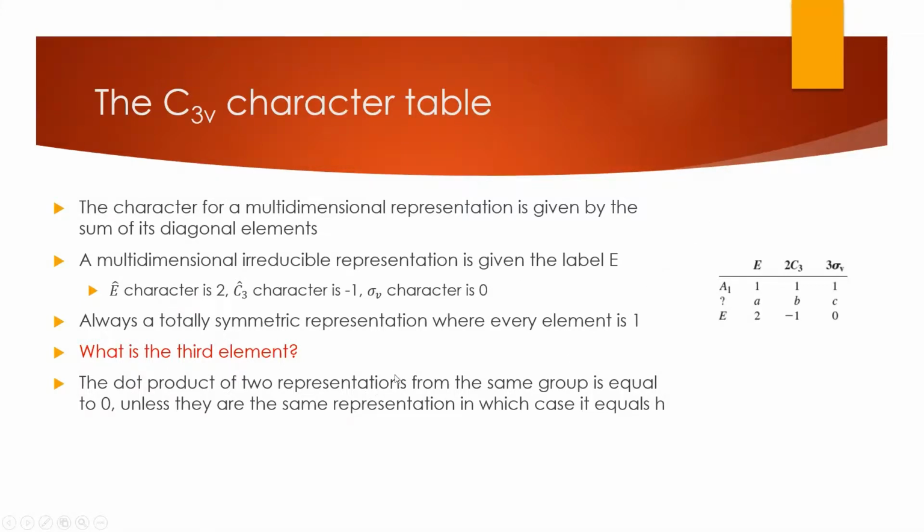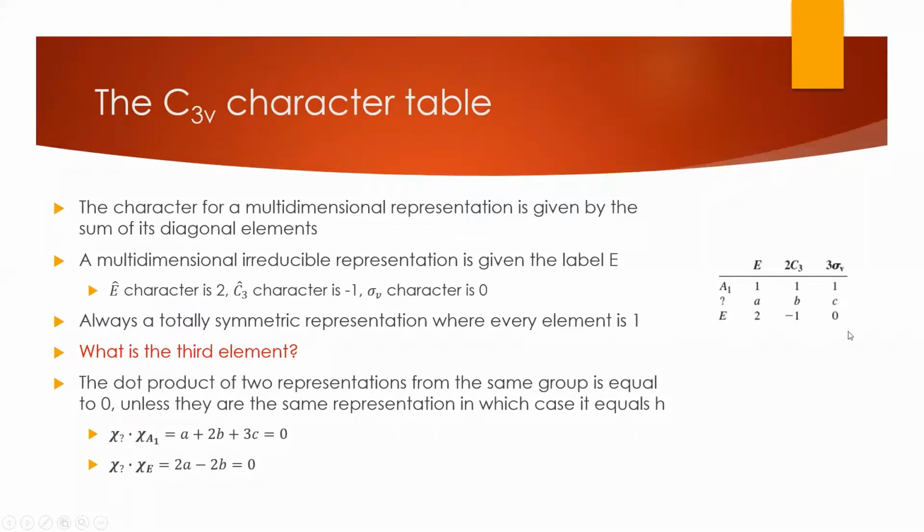Now, what can we say about this then? Well, we use this other part where if we take the dot product of these two different guys, it must be 0. So we can go ahead and do that using the same kind of idea that we did before. The dot product between our unknown representation and A1 gives us A times 1 plus B times 1 times 2 plus C times 1 times 3, and that must equal 0. So A plus B plus C has to equal 0.